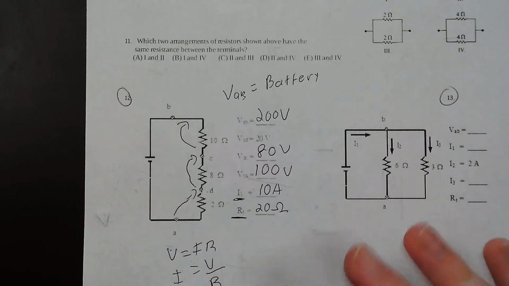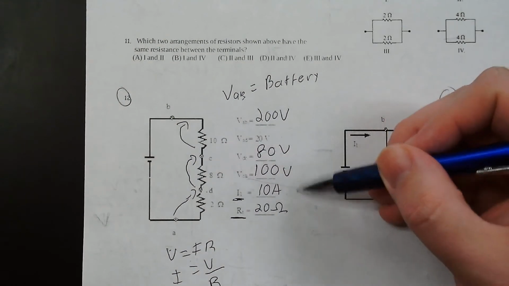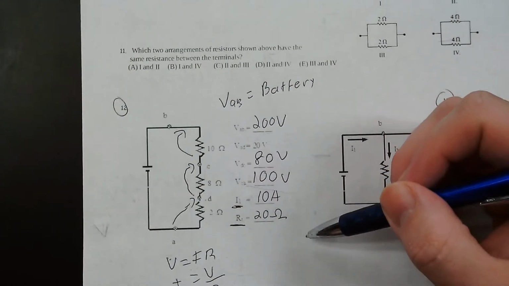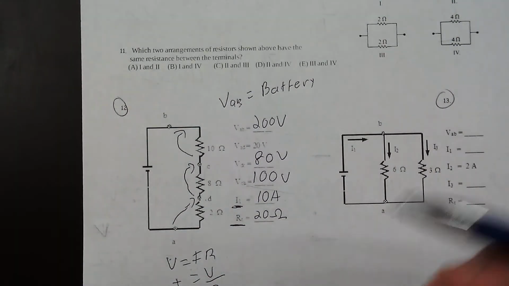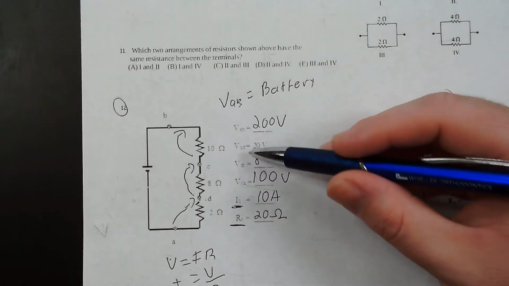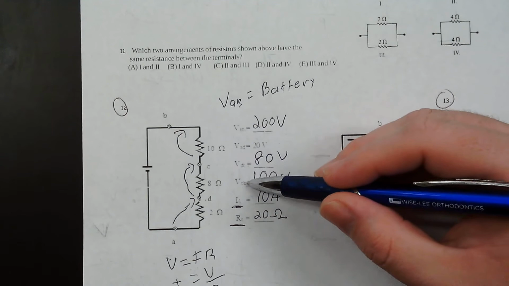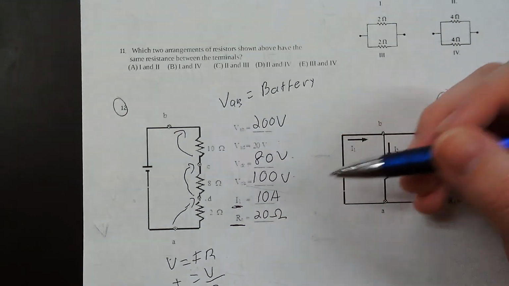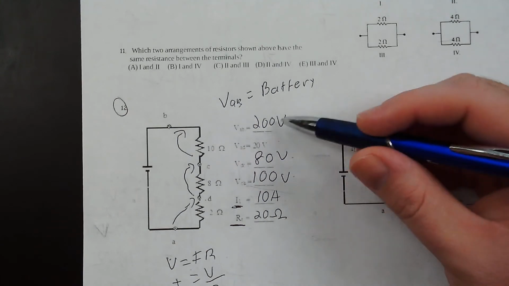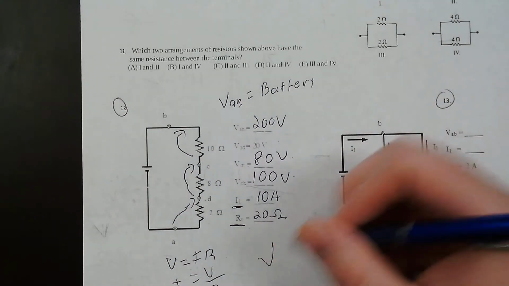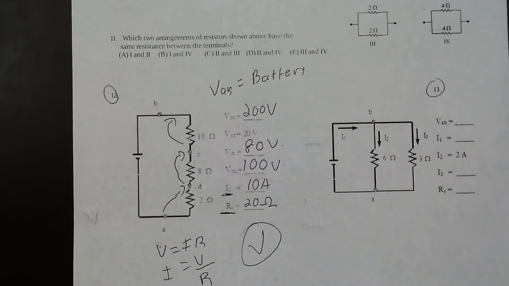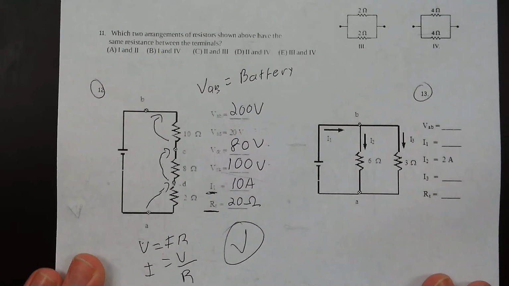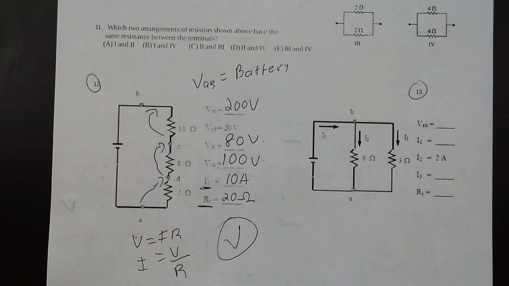Okay, I can check this now to make sure I'm right. In a series circuit, all of your voltage drops, so everything except the battery should add up to equal the battery. So if I do VAD plus VDC plus VCB, or 20 plus 80, that's 100, plus 100, that's 200, that should equal my battery, and it does. So I know that we are good, we are correct. Alright, that is the series circuit, okay?